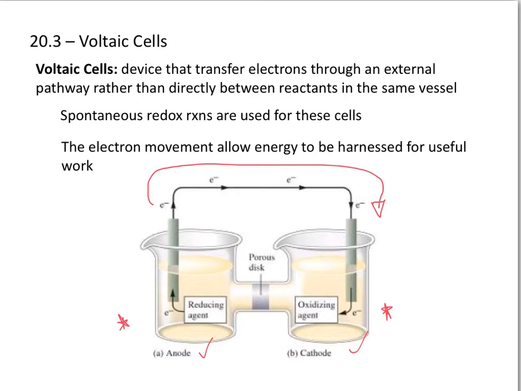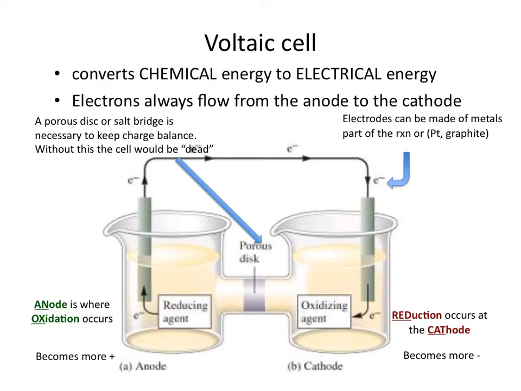And the other thing that you need to keep in the back of your head is that we're using reactions that are going to occur on their own anyway. So these spontaneous reactions are what we're utilizing to harness this electrical flow. And this electrical flow that we're harnessing gives us the ability to harness electricity. So this is a voltaic cell. And what you need to understand is that it converts chemical energy into electrical energy.